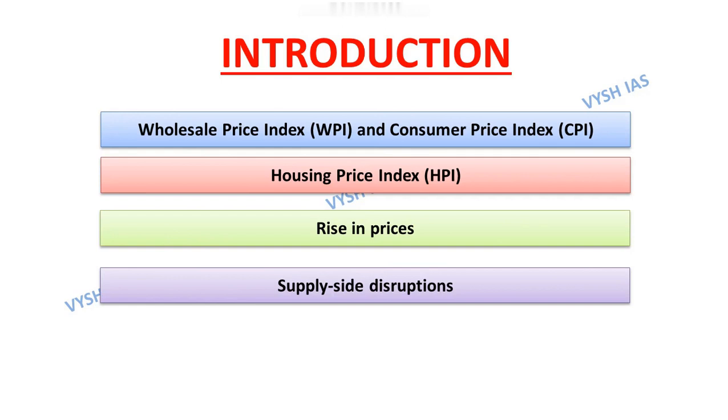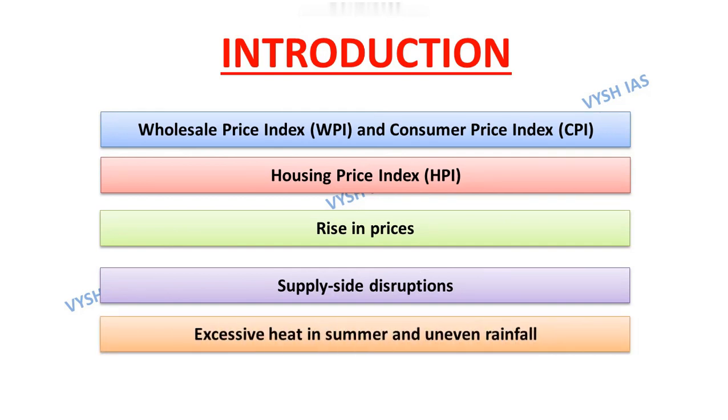In 2020, supply-side disruptions pushed inflation beyond the RBI's upper tolerance limit of 6%. I taught you the RBI's lower and upper tolerance limit in the previous class, episode number 3, sorry. So in the comment section, you have to write this tolerance limit. This is your homework. Excessive heat in summer and uneven rainfall in some parts of the country affected the farm sector, reducing supply and causing prices of some major products to rise.